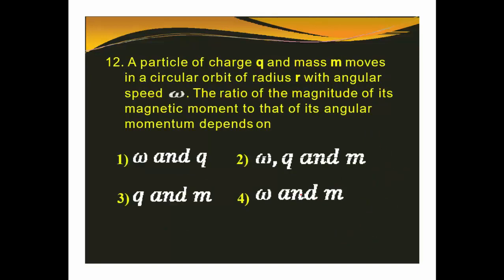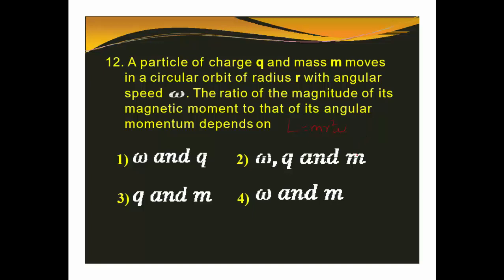And next question is, a particle of charge q and mass m moves in a circular orbit of radius r with angular speed omega. Angular speed is also given. You have to calculate the ratio of the magnitudes of magnetic moment to angular momentum. So first I write angular momentum L. What is the formula for angular momentum? L equals m r square omega. This is the formula for angular momentum.